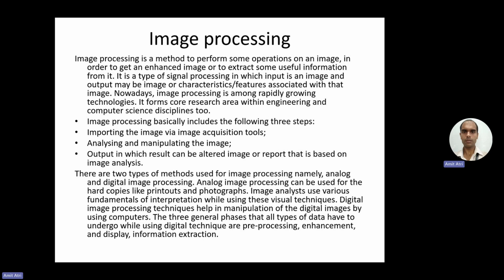Analog image processing can be used for hard copies like printouts and photographs. The image analysts use various fundamentals of interpretation while using these visual techniques. On the other side, digital image processing techniques help in manipulation of digital images by using computers, something we just discussed in the case of robots. The three general phases that all types of data have to undergo while using the digital technique are pre-processing as the first stage, then enhancement and display, then information extraction.